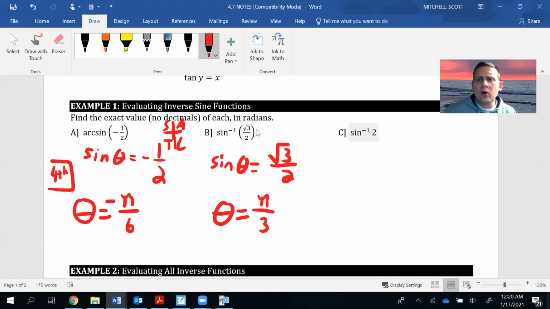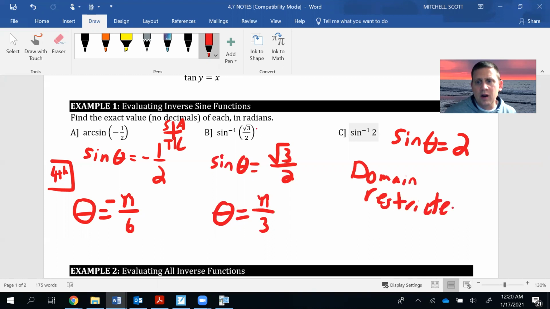Okay, let's go to the next one. Where does the sine, what angle will make the sine equal 2? It doesn't. It's not possible. We would call this a domain restriction, domain error, undefined, however you want to say that, but the sine can never equal 2. If you think about the sine graph, it goes up to 1 and down to -1. It can't equal that. So that's a domain restriction.